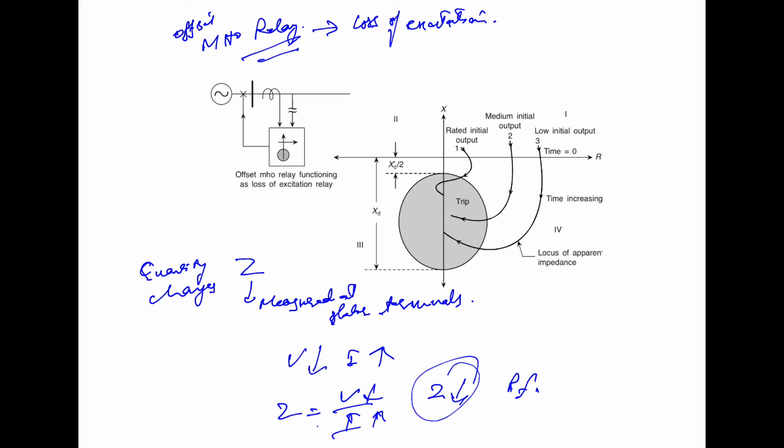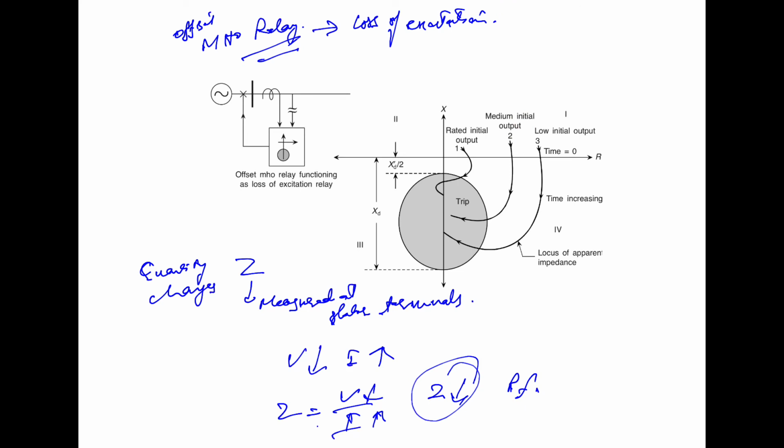Now, during normal steady state operation, the impedance seen by the stator terminals, that is the apparent impedance, lies in the first quadrant of the RX plane. As we have explained earlier in distance protection, as shown here, during steady state operation the impedance seen from the stator terminals lies in the first quadrant.